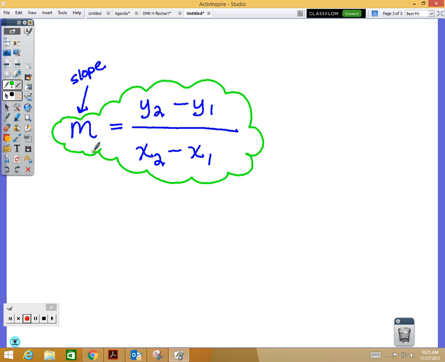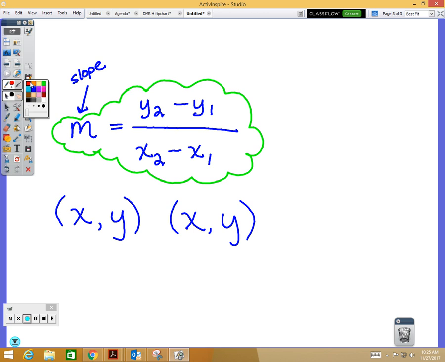And you use this when you're given 2 points. So when you have coordinates, you have the x coordinate and the y coordinate, correct? Like an ordered pair. So if we have 2 of those, the way that we tell them apart is that one of them is x1 and y1, and the other one is x2 and y2. That's just kind of how we tell the difference in those 2 points.